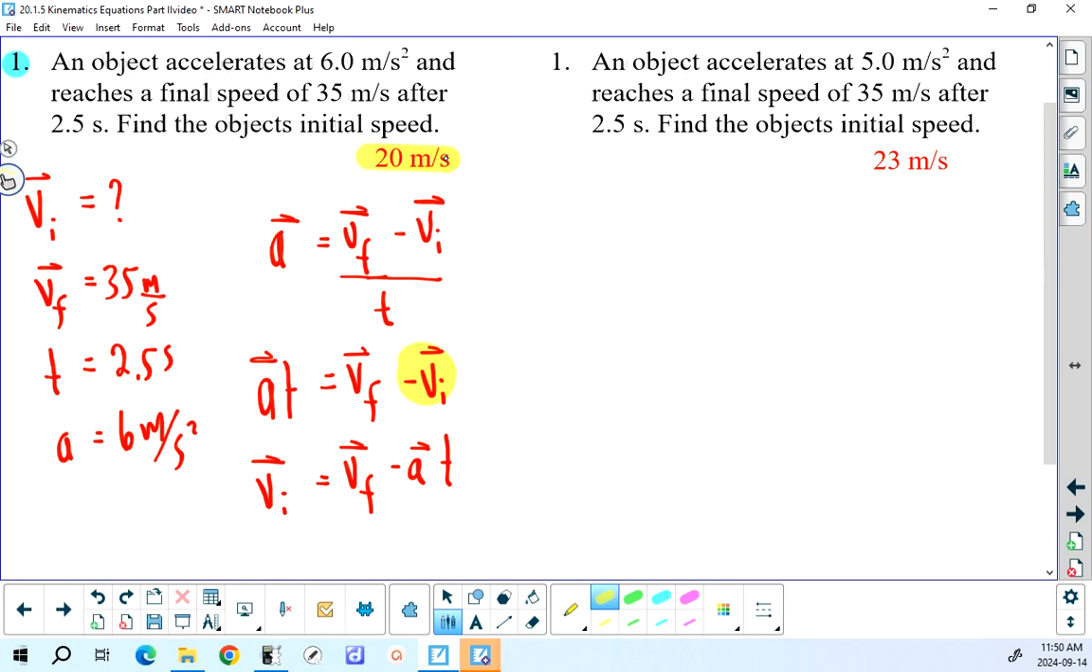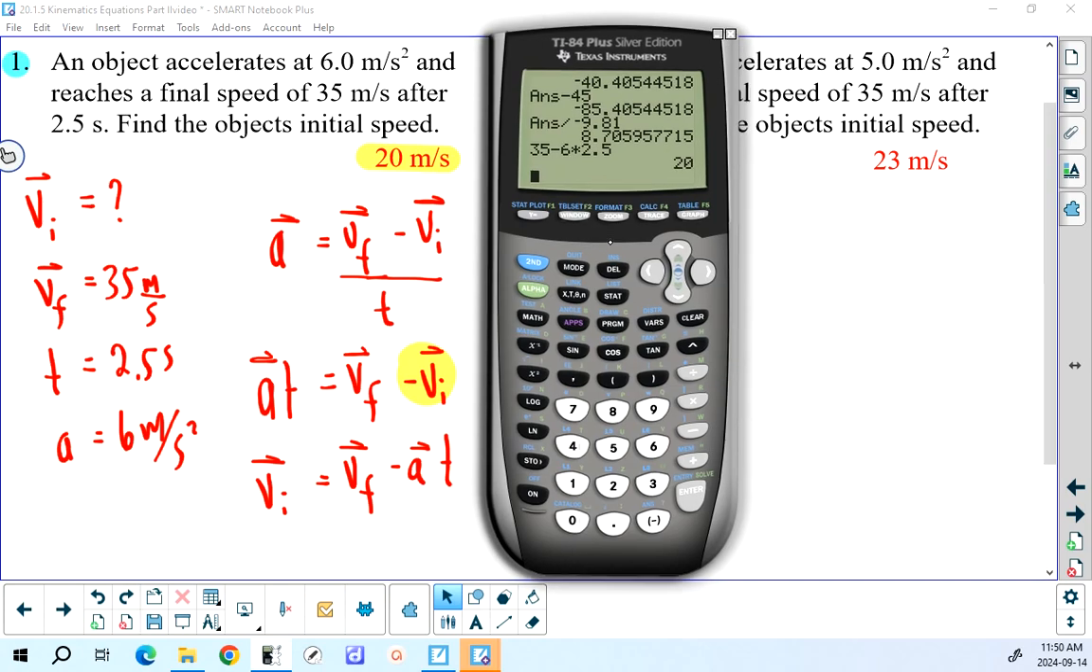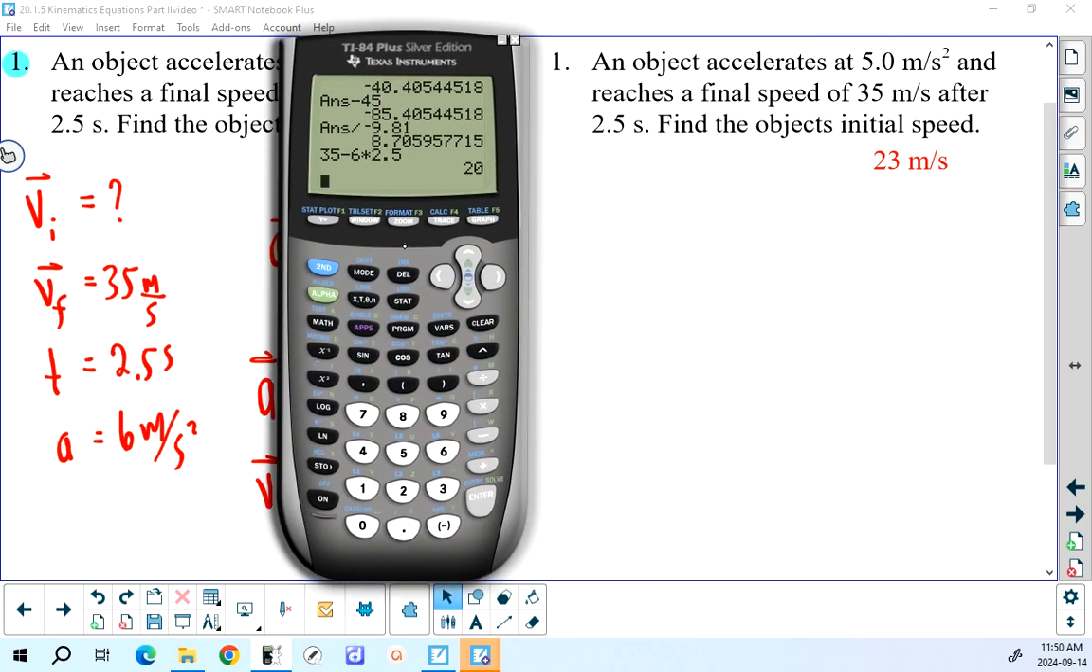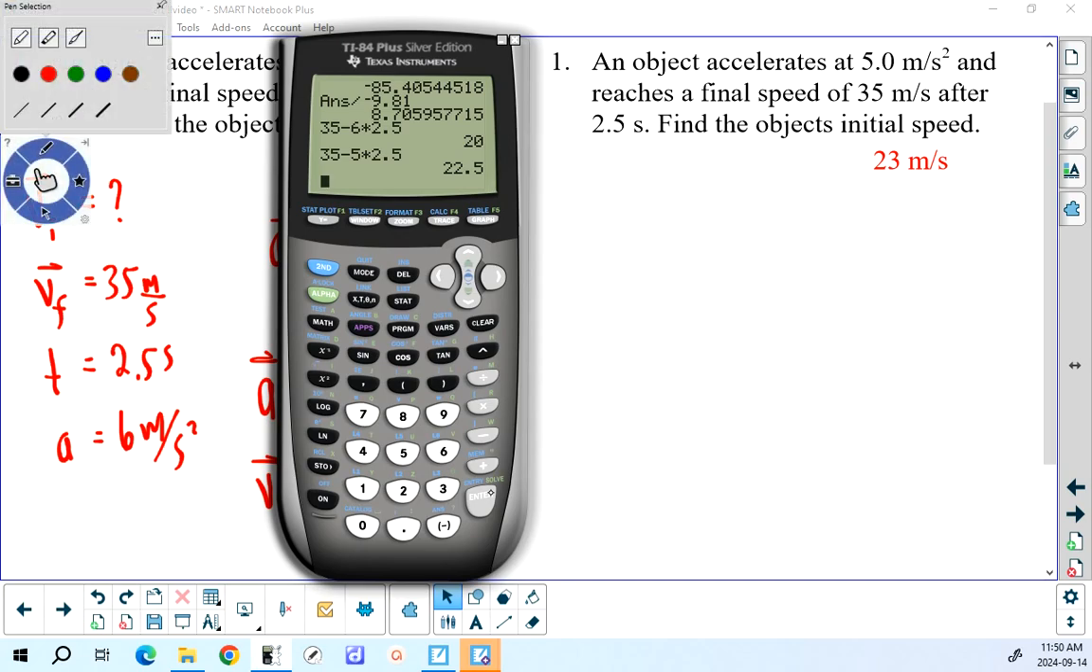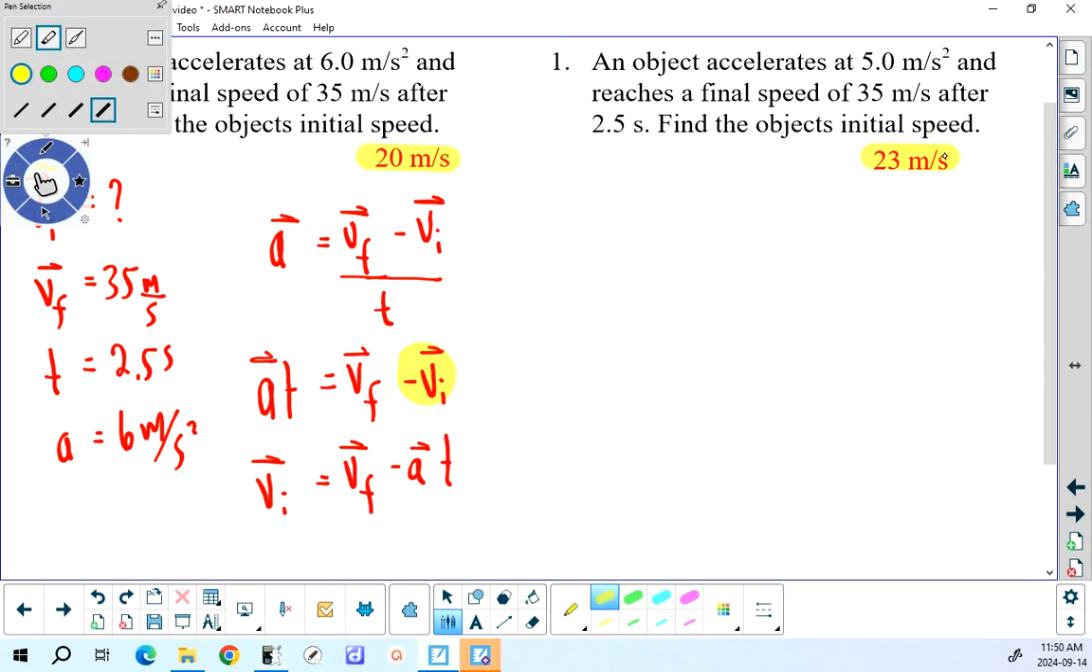I'm not going to write anything down for this, but if you had the version over here, the only thing that's different is it's an acceleration of 5 meters per second squared. So this 6 becomes a 5. It's still VF minus AT, and you get 22.5. And I've got 23 up here. I told you this when you were writing the quiz. I didn't care about significant figures. If you put 22.5, that's fine.